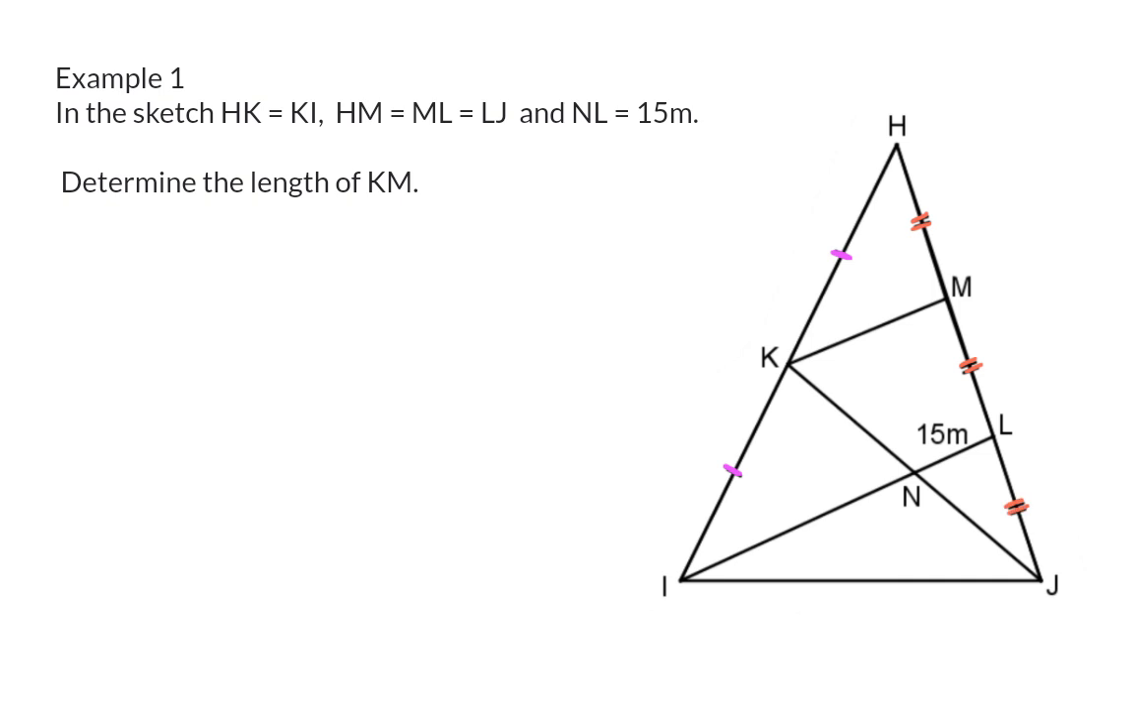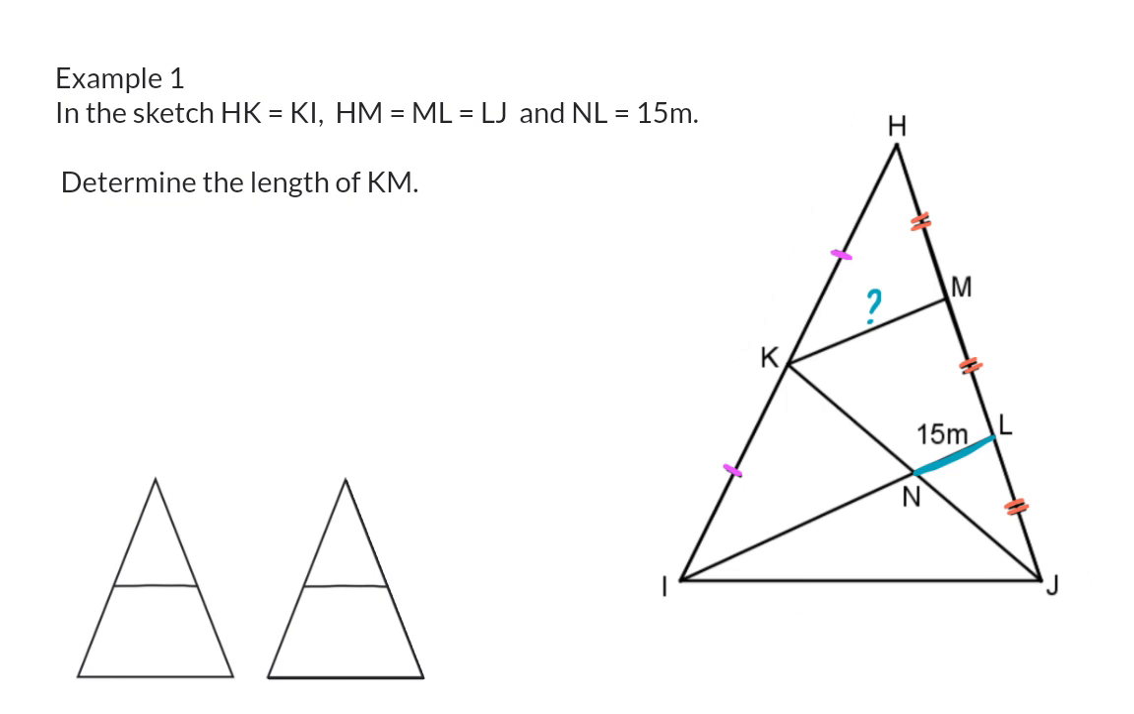to LJ. One length is also given, and that is that NL is 15 meters. The question here is to determine the length of KM. So we need to either be on the lookout for two sides of a triangle that have been halved so that we can use the midpoint theorem, or one side that has been halved by a line parallel to another side of the triangle to use the converse midpoint theorem.